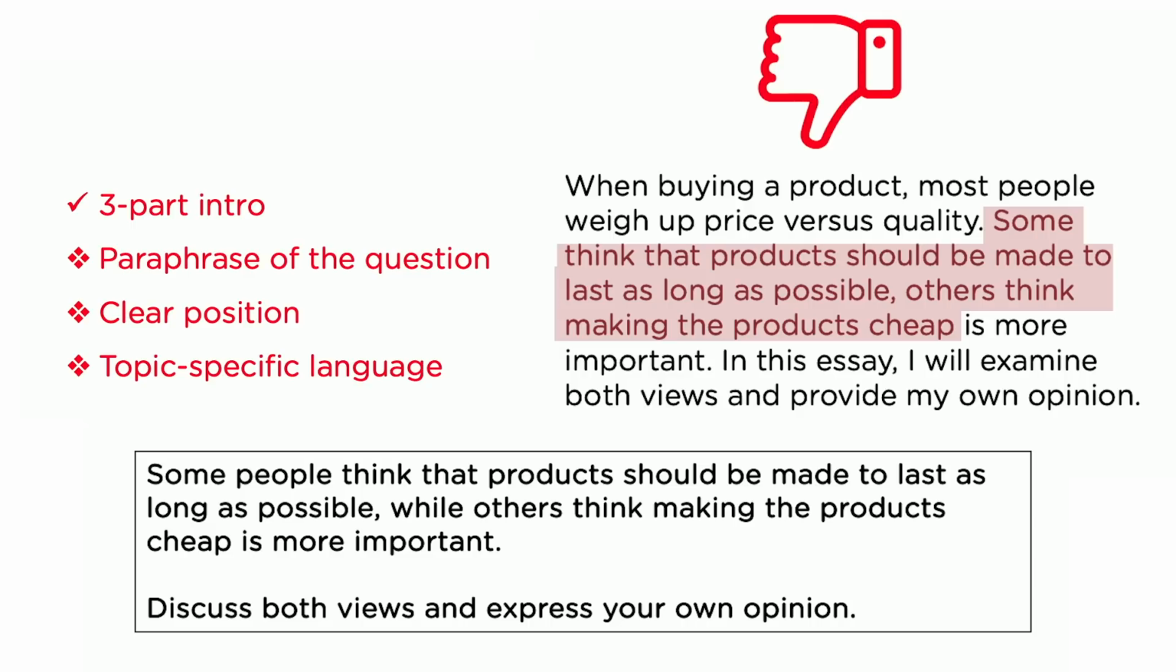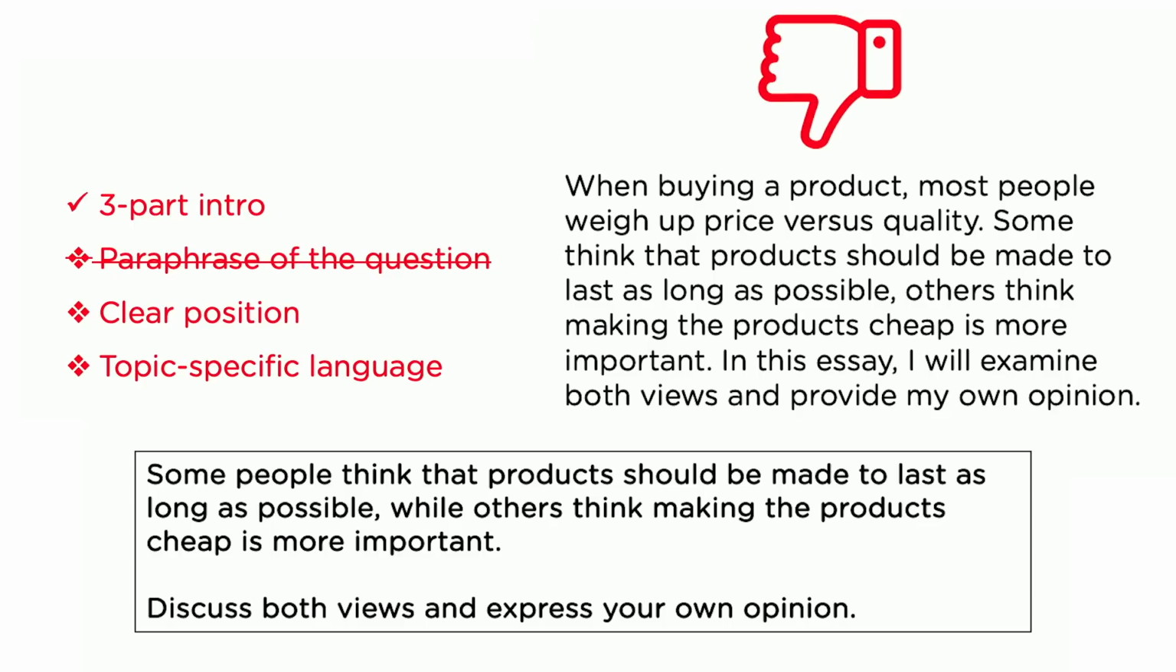There's a missing linker here. Others think making the products cheap. So an examiner would simply disregard that sentence and remove it from the word count. So no paraphrase here. What else is wrong?